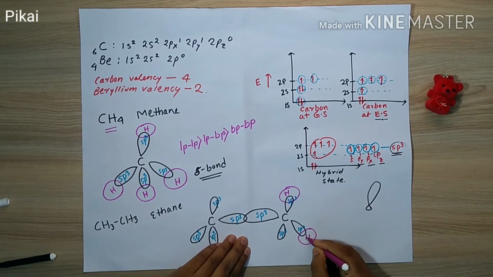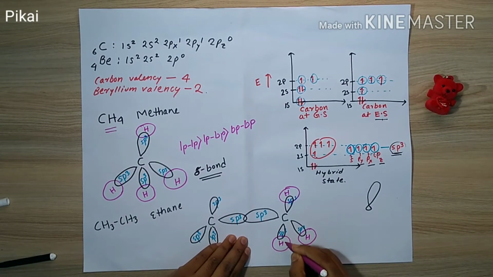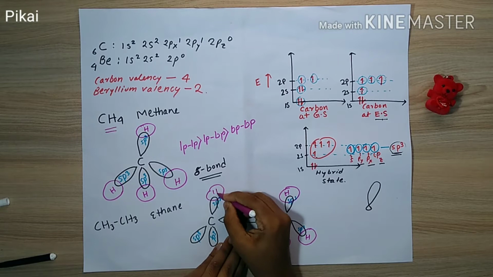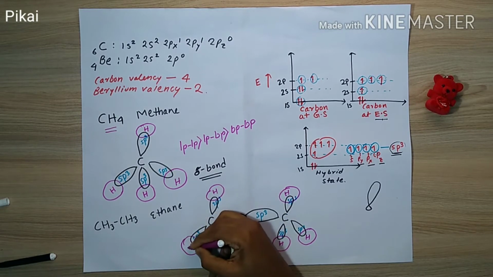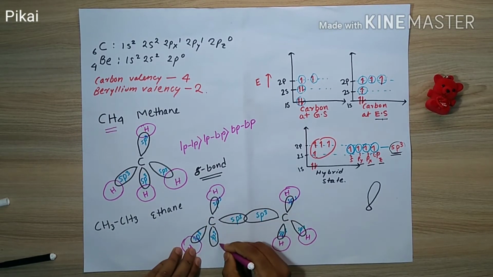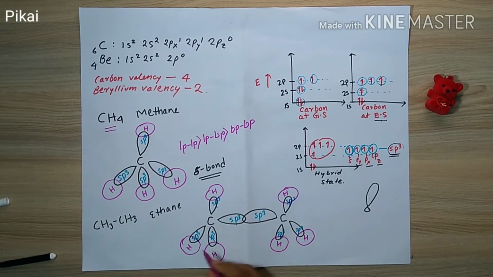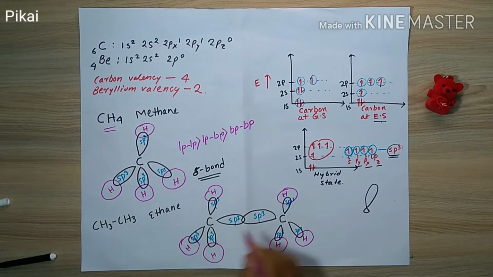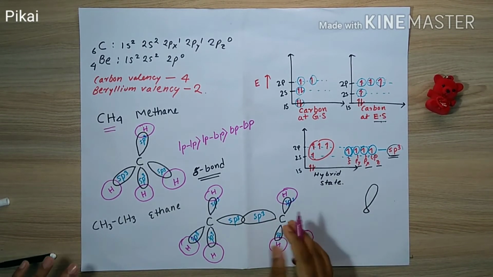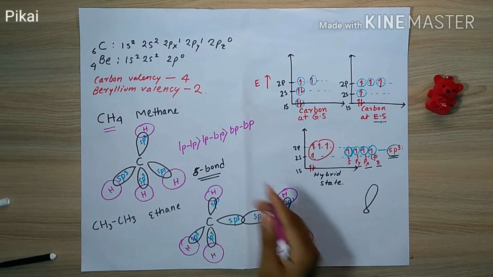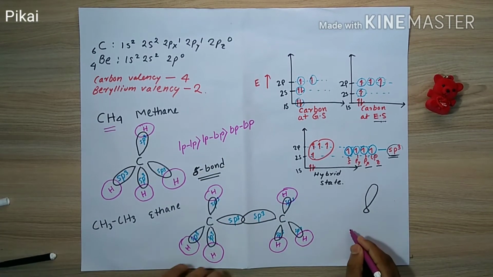And here we have our hydrogens, and these hydrogens are overlapping. The 1s1 unpaired electron is overlapping with the sp3 hybridized orbital to form sigma bonds, forming the compound ethane with sp3 hybridization. So now let's take a look upon.